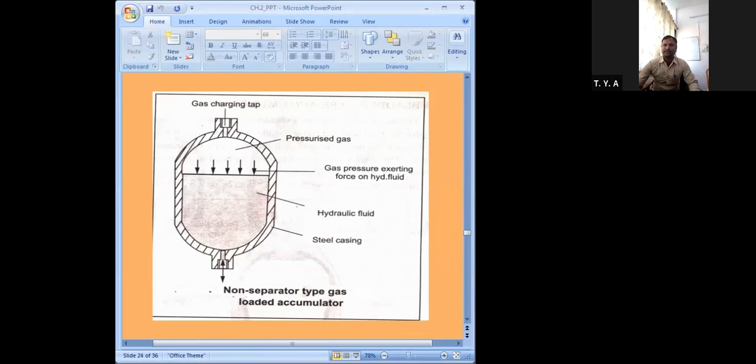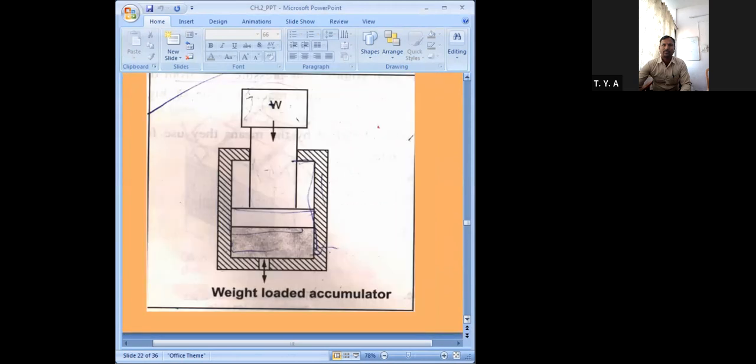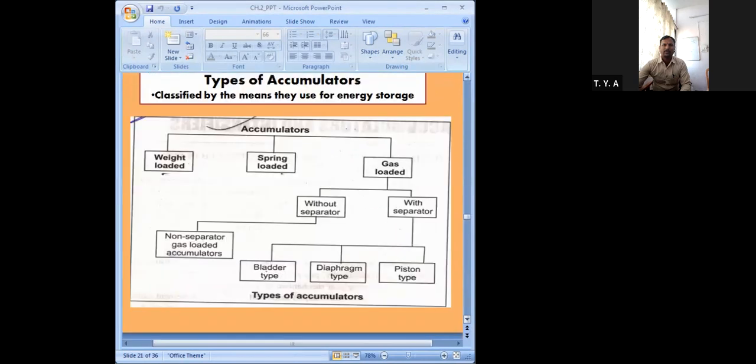Now let us go for the next one, gas loaded. As I have discussed the types, we have discussed the weight loaded and spring loaded. Now we'll go for gas loaded.